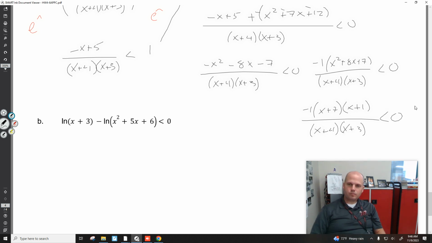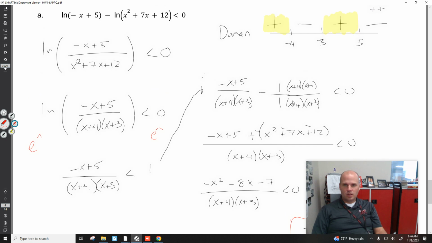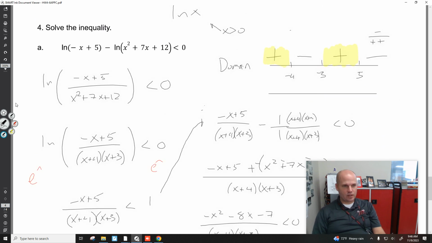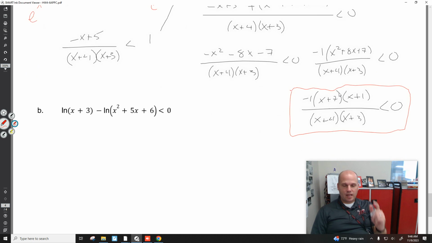Giving me a new rational function, a new set of inequalities. This is now something that I'm going to put on top of this or below this inequality. It still has negative 4 and negative 3. That's great. So I have a domain, and this is my inequality. But I now have negative 7 and negative 1.